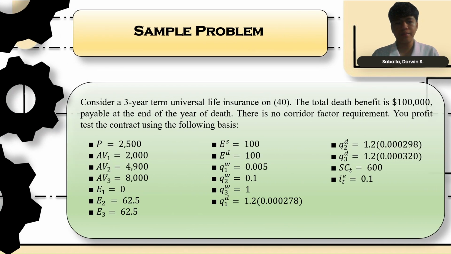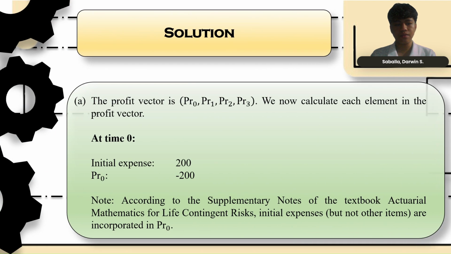Considering an 80-year term universal life insurance on age 40, we can have the following given. So in this problem, we want to find the profit vector and the profit signature. For the profit vector, we need to find the expected profit on time 0, time 1, time 2, and time 3. So at time 0, the initial expense is 200 and the expected profit is negative 200. This means that the initial expenses are incorporated in the PAR sub 0.